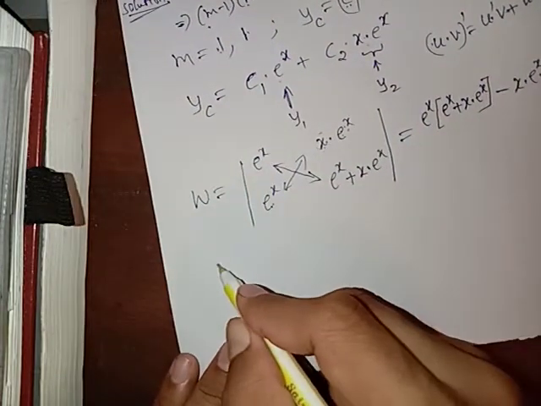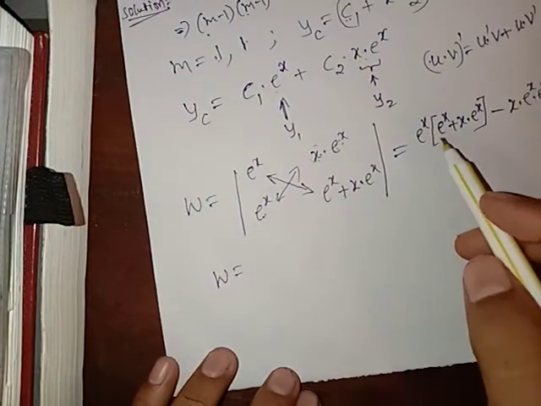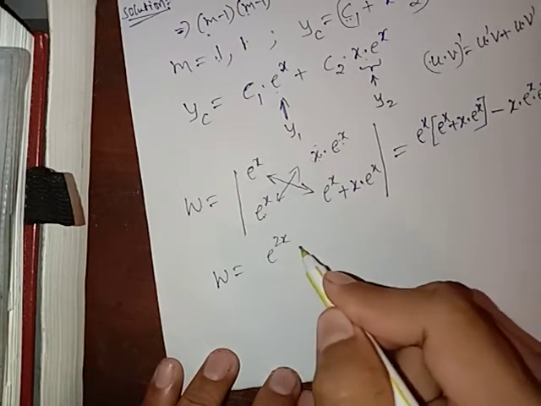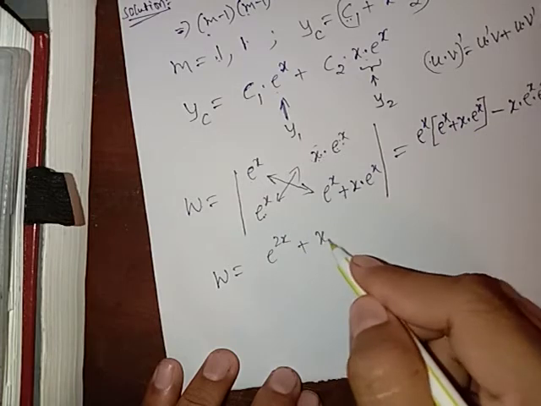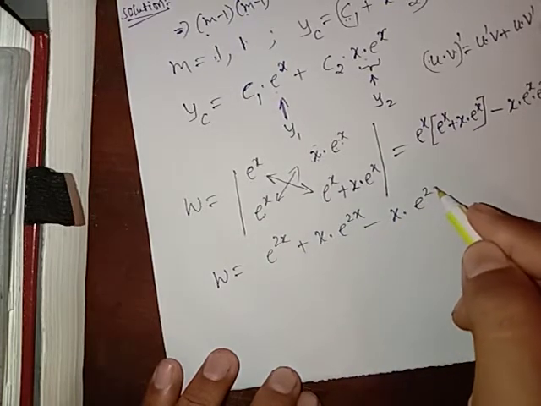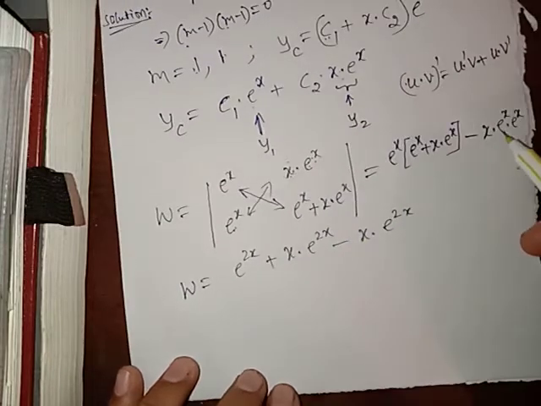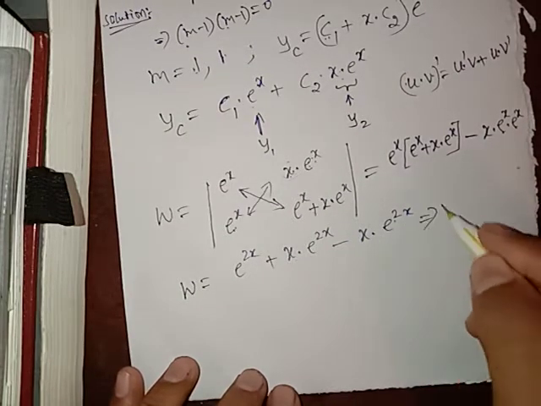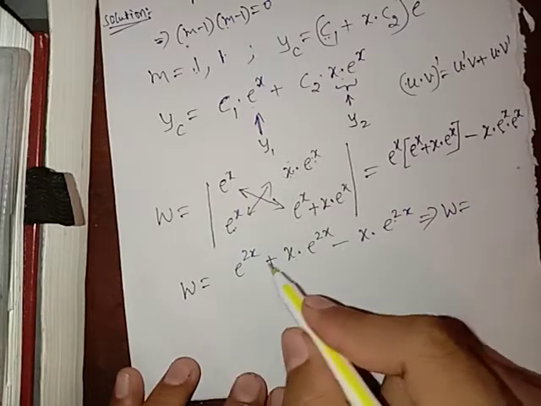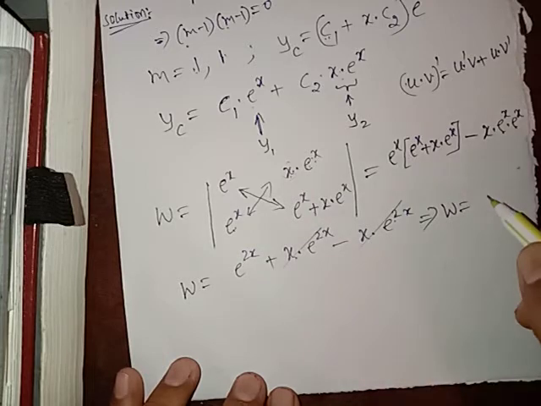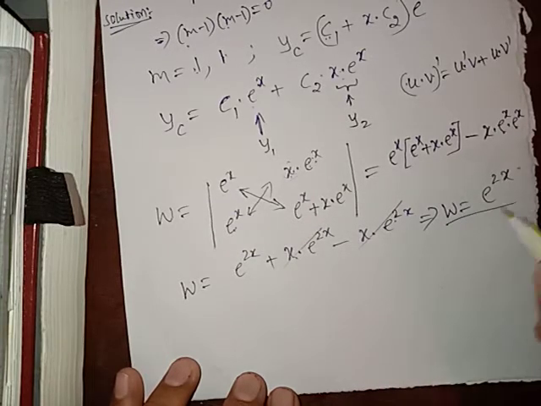Now what we get, w is equal to exponential of x into exponential of x means exponential of 2x plus x into exponential of 2x minus x into exponential of 2x. Exponential of x into exponential of x is exponential of 2x. So we get w is equal to, this minus this is 0, so exponential of 2x is the value of w.